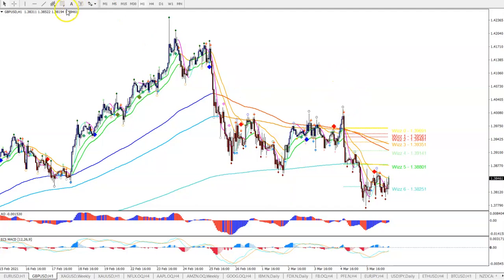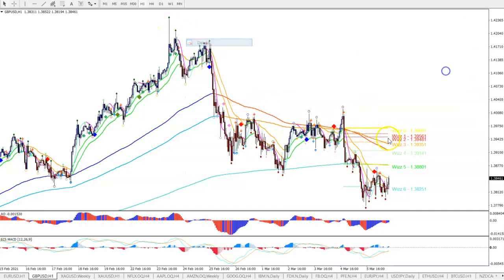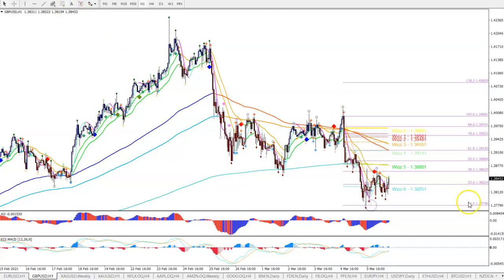Let's put the fib on the swing down and respect it to 38. So it could be both. It could be a wave B or, in fact, a wave 4 still. It's a little bit tricky. I would put the fib now from here to here, like this.